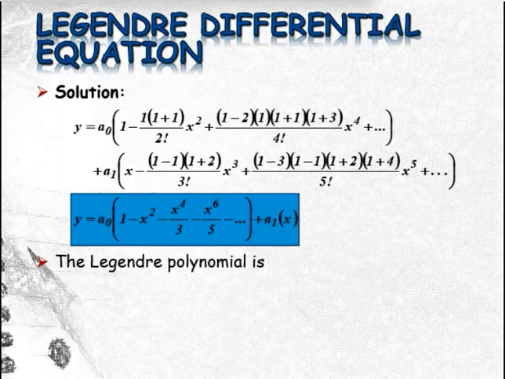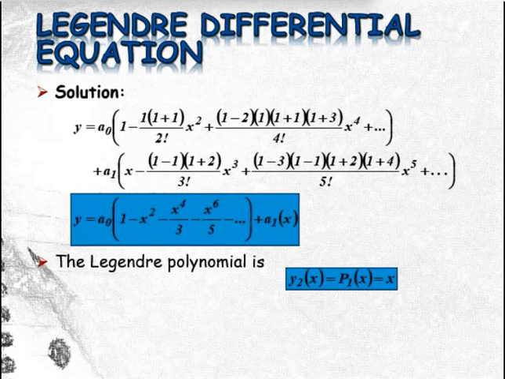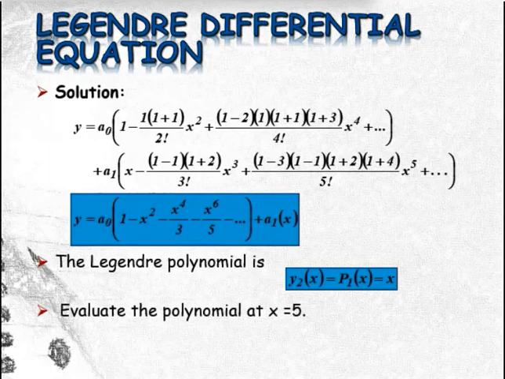And we say that the Legendre polynomial is given by y sub 2, which is equivalent to P sub 1 of x, that is equivalent to x. And finally, let us evaluate the polynomial at x equals 5. That is, P sub 1 of 5 is equal to 5.